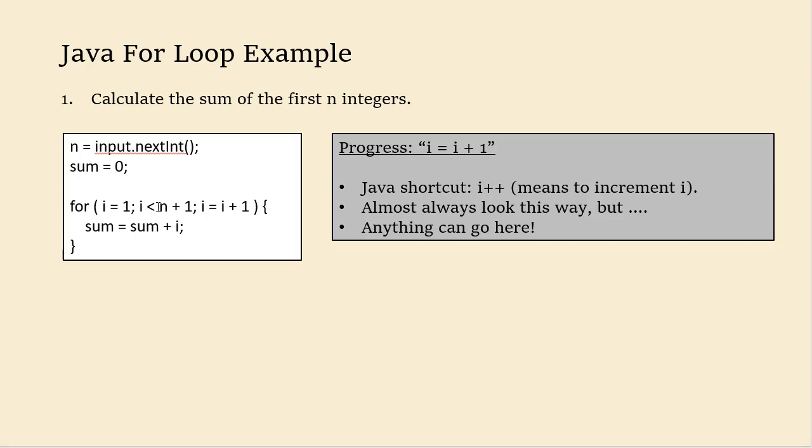And then the end condition, or the progress. In this case, progress is I equals I plus 1. And that's normally how that will go. You normally increment. By the way, Java provides a shortcut. Everyone got tired of writing I equals I plus 1, so I plus plus is shorthand for that.